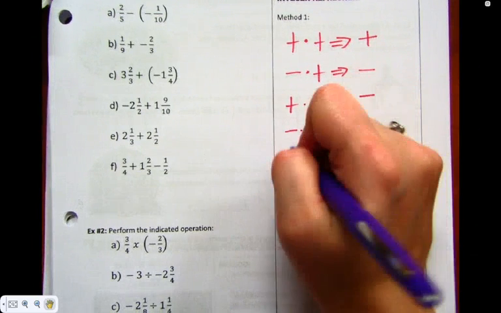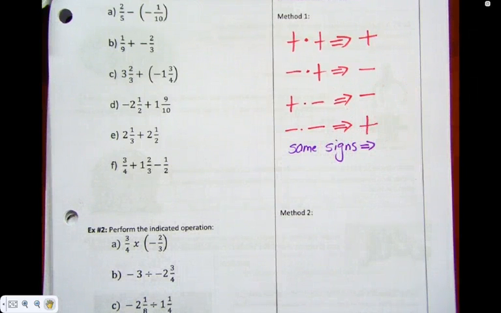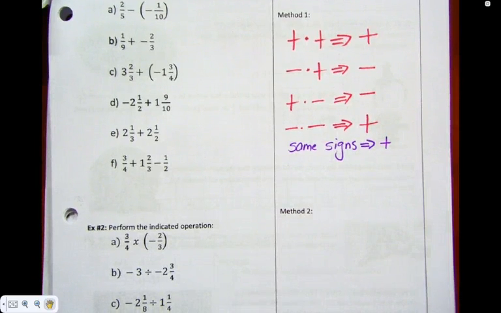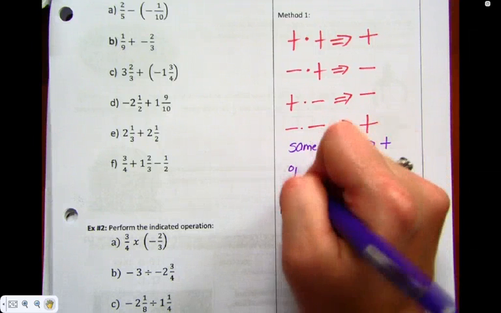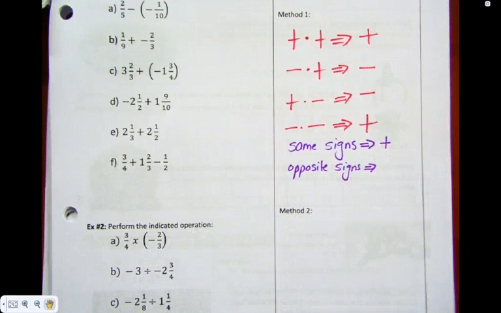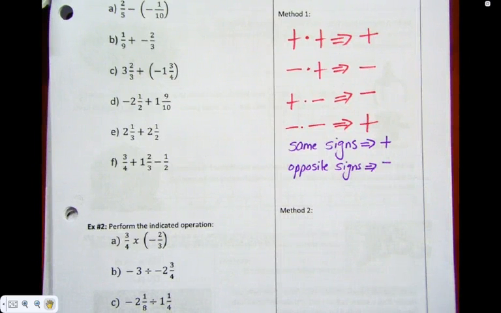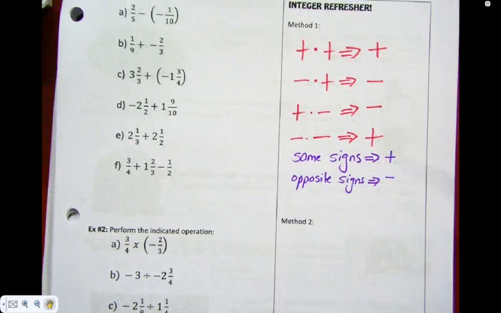A right brain way to do the same thing: if you have the same signs, so either plus plus or minus minus, it's going to be positive. If you have opposite signs, so either a plus minus or a minus plus, negative. There's left brain, there's right brain. Pick whatever one you want.